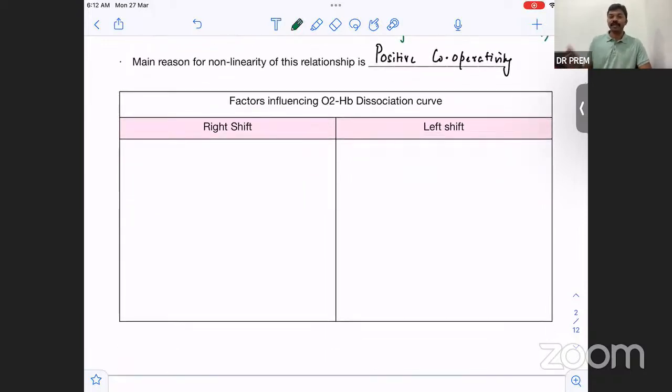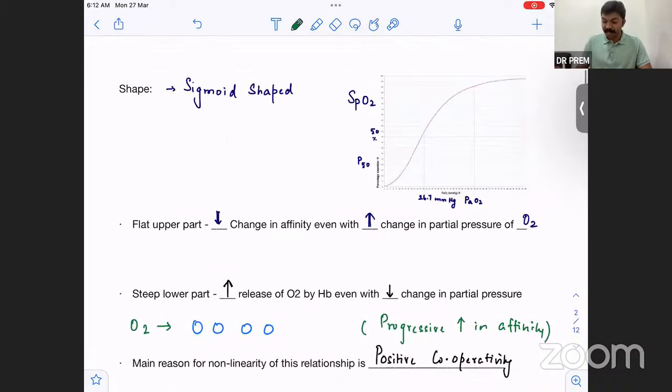Again, this is something you already would have studied, but there are a few points you have to understand here. When it comes to right shift of the curve, what it means is for the same partial pressure of oxygen, the curve is shifted to the right. It means the amount of hemoglobin combined with oxygen is very less. Say, for example, if you consider the P50, when the curve is normal, P50 happens at 26.7 millimeters of mercury oxygen.